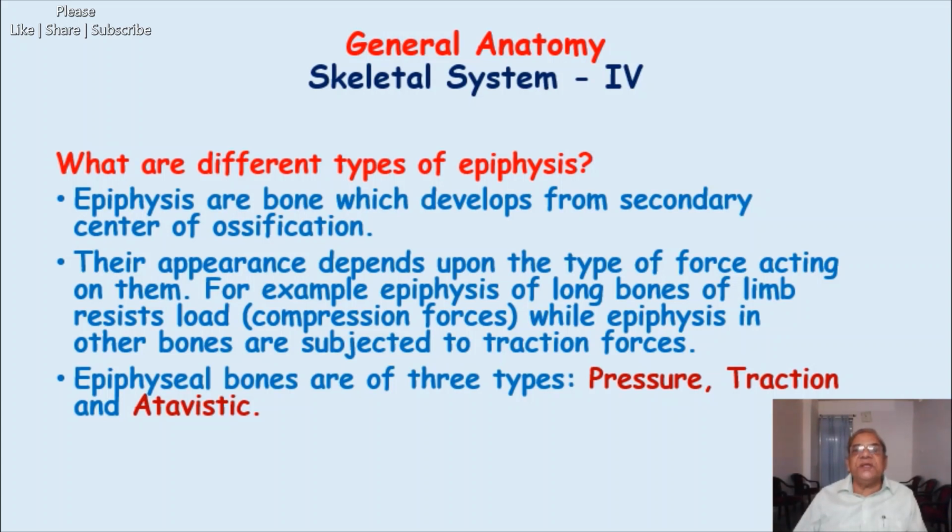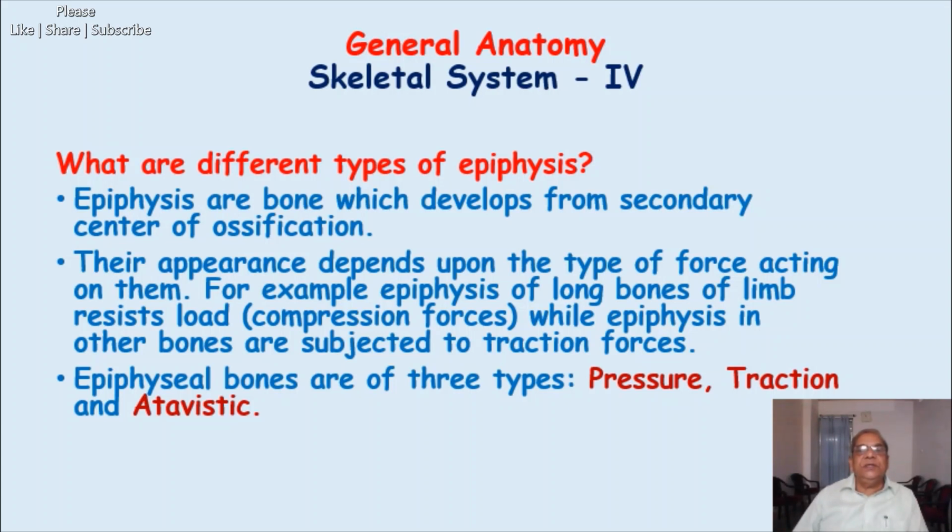And what is an epiphysis? It is nothing but the bone which has developed from the secondary center of ossification. That means the secondary center of ossification has to appear on the basis of some of these factors, and that's why there are different kinds of epiphyses. Let us see what the different types are. Their appearance depends upon the type of force acting on them, as I have already told you.